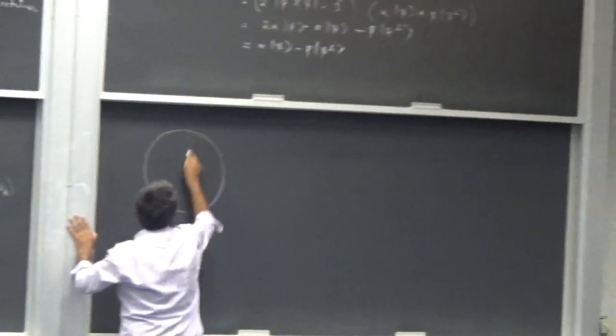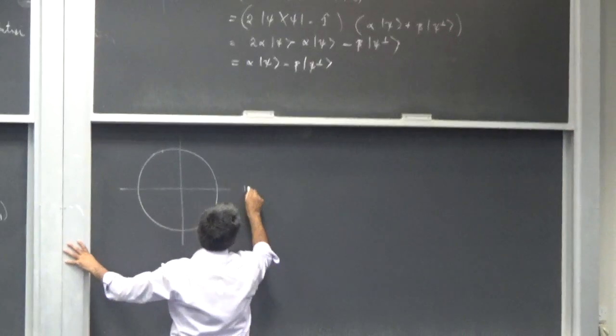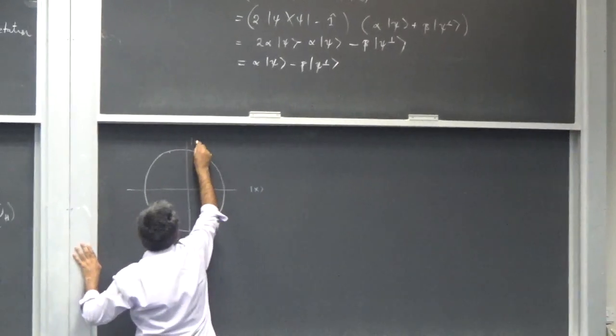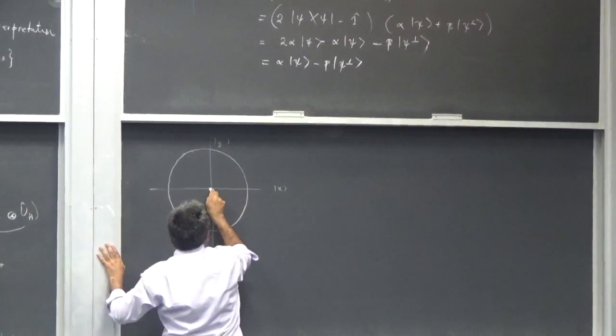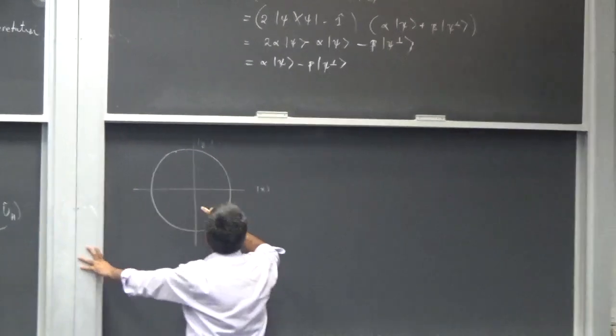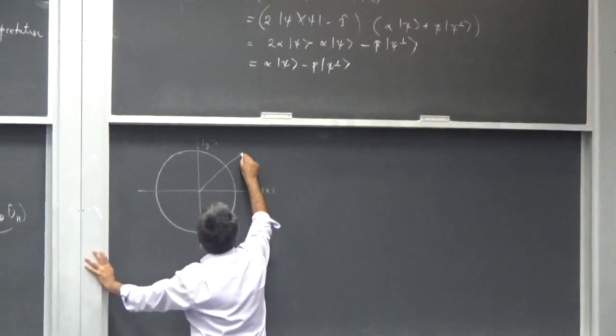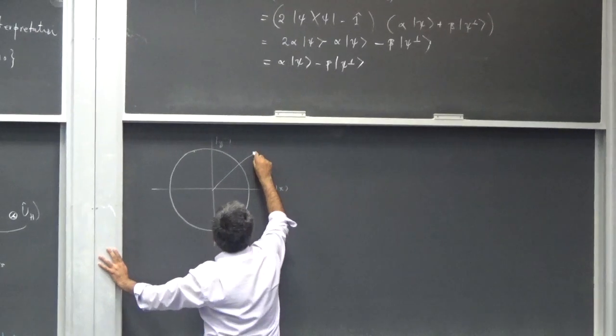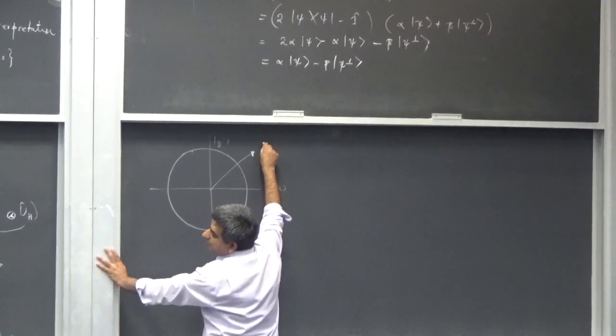So suppose this is the geometrical pattern that I'm looking for. This is my state ket x, my solution. This is my ket y. And this is the state that I start off with, an equal superposition. What have I called this? Psi naught.